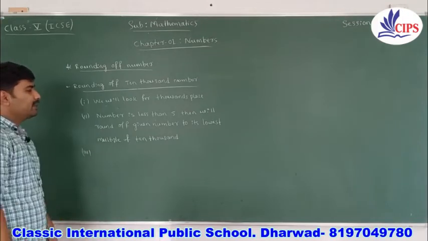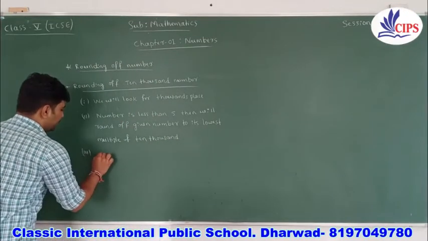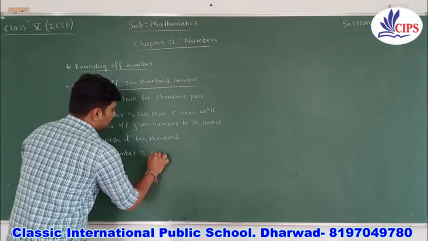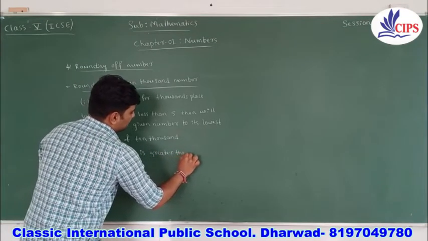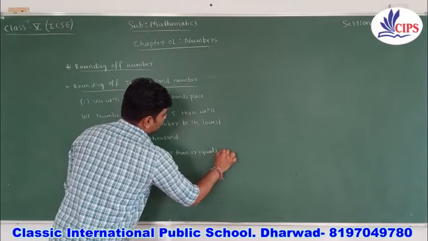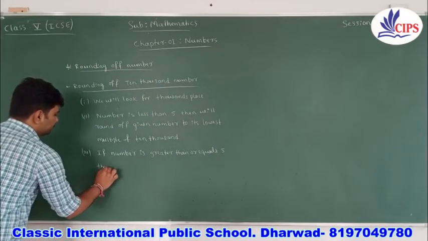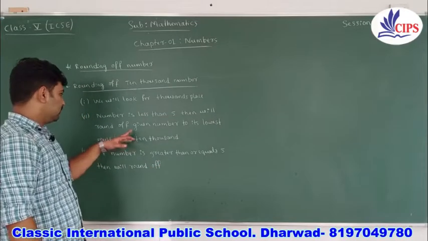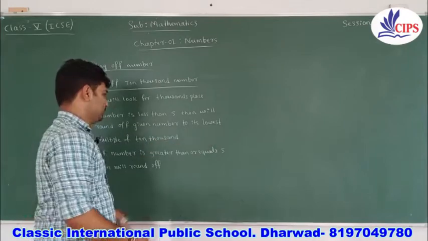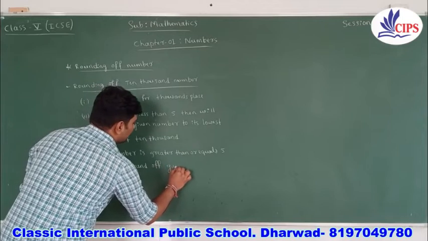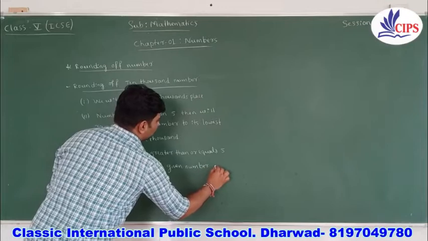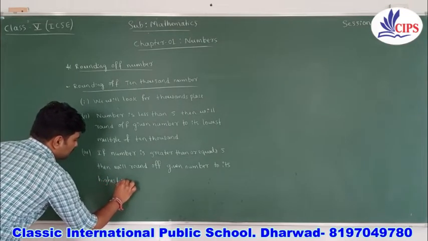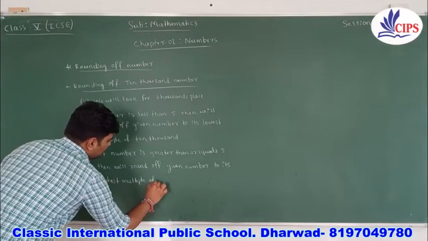Third point: if the number is greater than or equal to 5, then what will we do? Then we'll round off the given number to its, instead of lowest, I'm going to write highest multiple of 10,000.